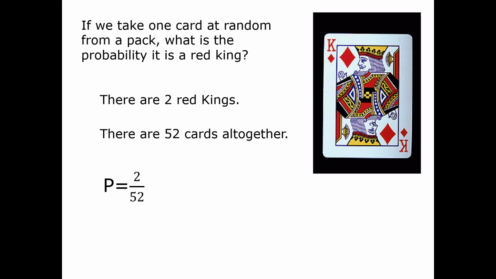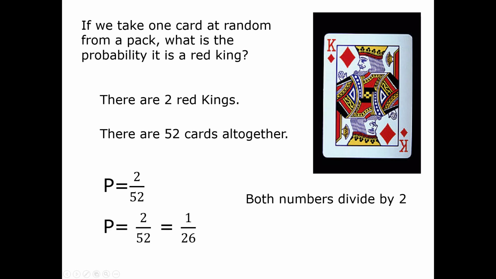No, we must remember to cancel fractions down. So because both of these numbers are even, we know they both divide by 2. So 2's into 2 go once, and 2's into 52 go 26 times. So the chance of getting a red king is 1 in 26.